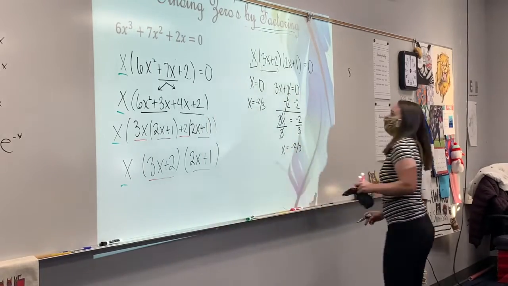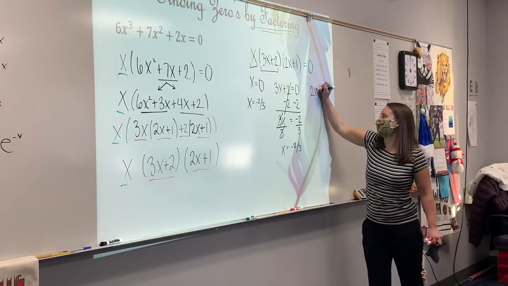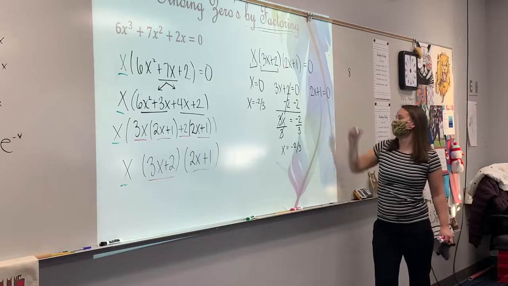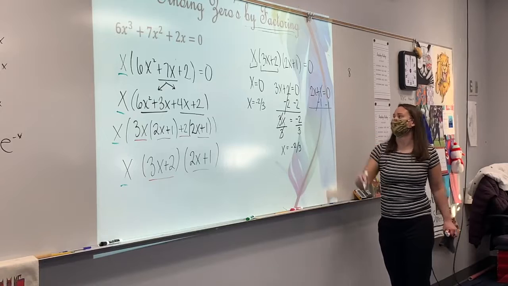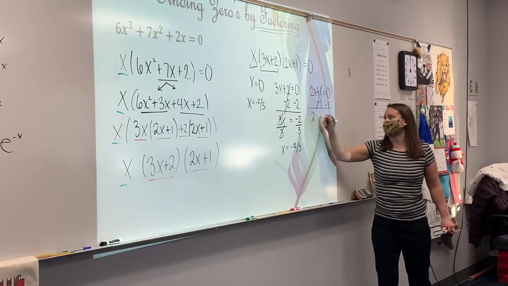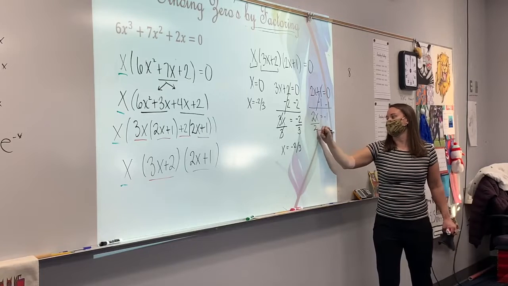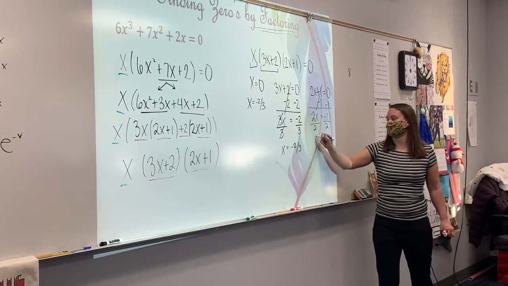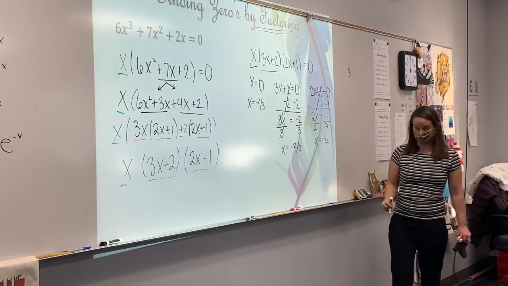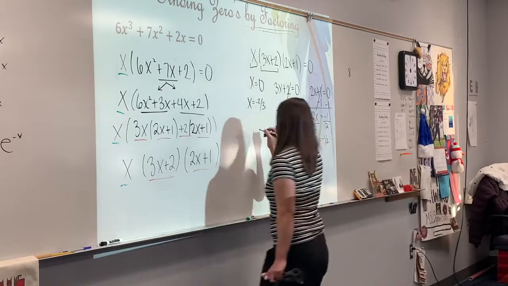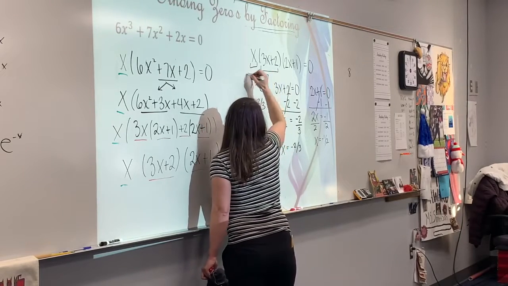Now what's the last thing I'm going to set equal to 0? 2x plus 1. Yep, 2x plus 1. Minus 1. 2x equals negative 1, divided by 2. X equals negative 1/2. We're done. You're like, thank God. And you have 3 answers.